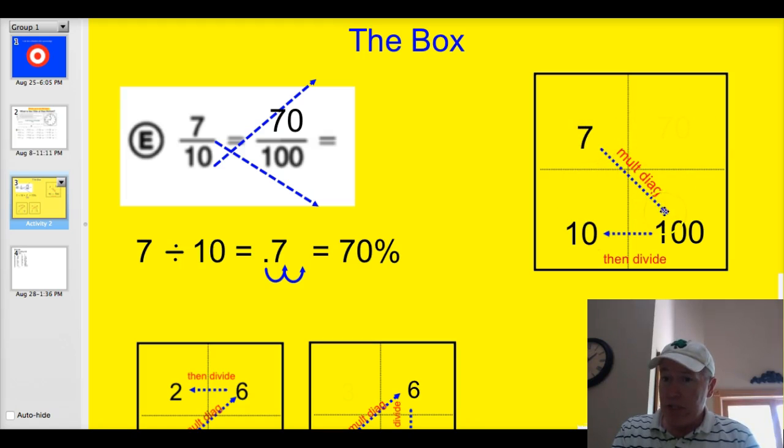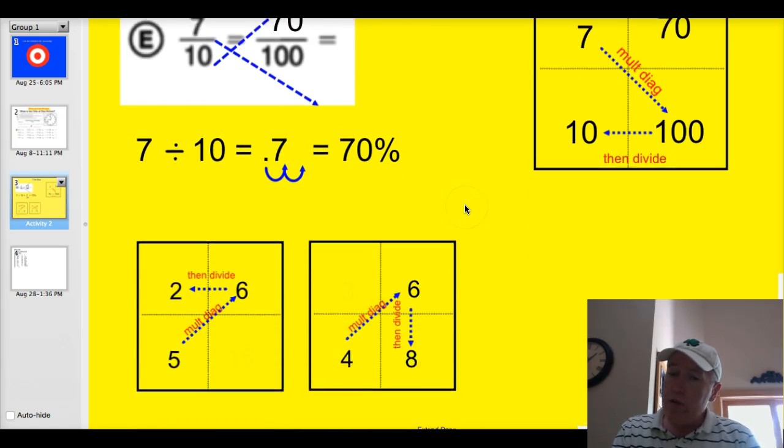I can take 7 times 100, I can multiply diagonally and then divide the other two numbers, and get my answer for this one. So if I take 7 times 100, I get 700. I divide by 10, I have 70. And you can see that that's right. 7/10 is 70/100, or 70%. It works for other numbers as well, too.